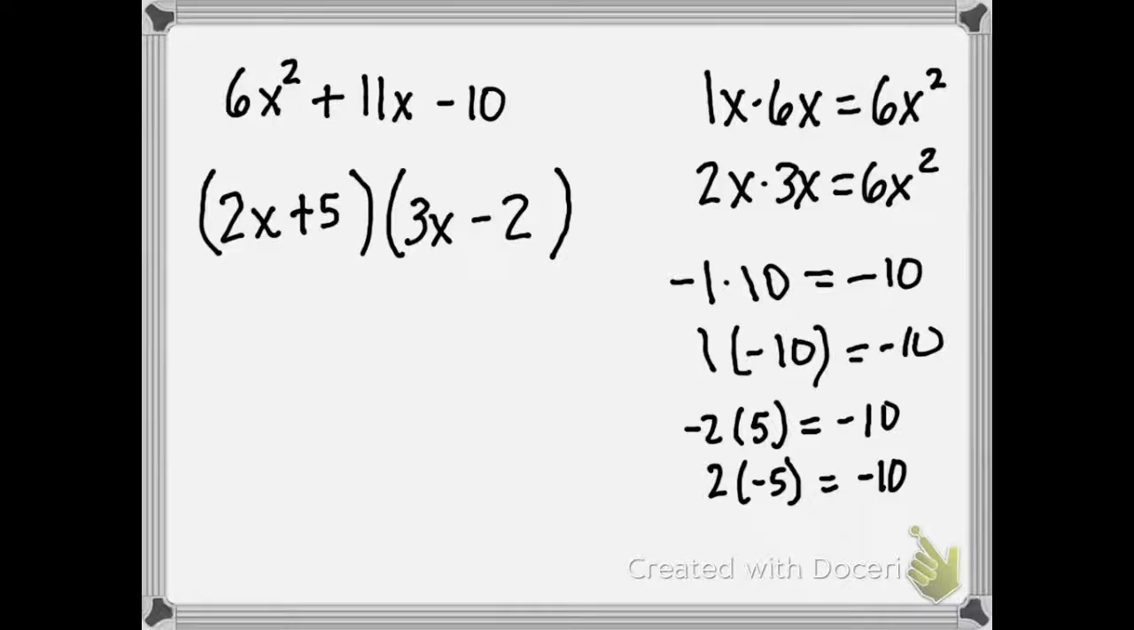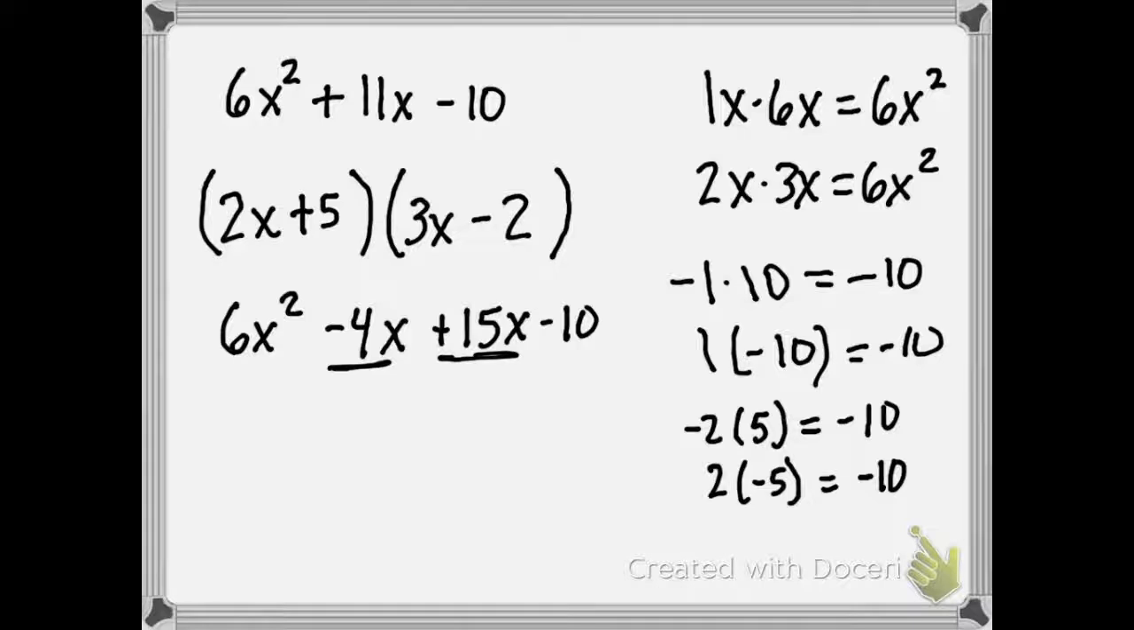If I do first terms, I get 6x squared. Outside, 2x times negative 2 is negative 4x. Inside, positive 5 times 3x is positive 15x. And then last, 5 times negative 2 is negative 10. Then I combine the like terms in the middle and see if I get the positive 11x that I want, and I do.